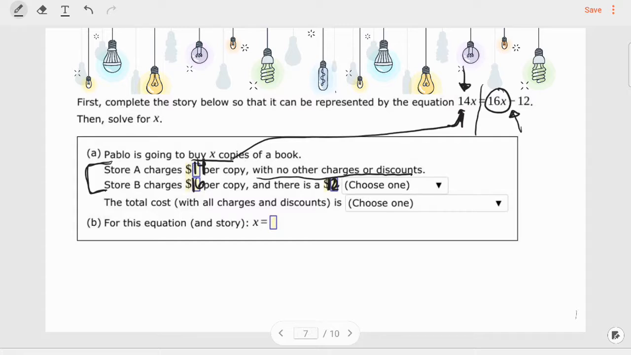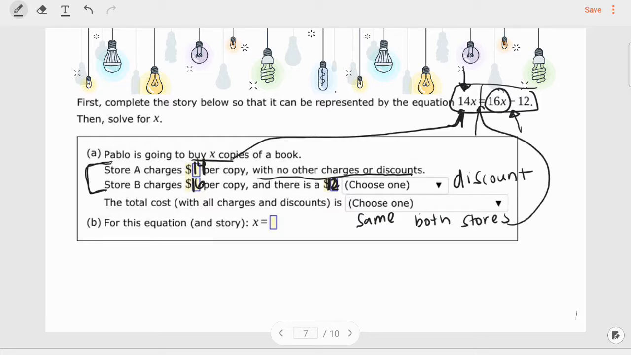Now, is that amount going up or are we going down? Okay, we're going down. So we don't have any additional charges. If my cost is going down, we have a discount. We have a discount of $12, and the total costs with charges and discounts is, if I'm comparing the two, the same for both stores. How do I know they're the same? This equal sign right here is another name for same.